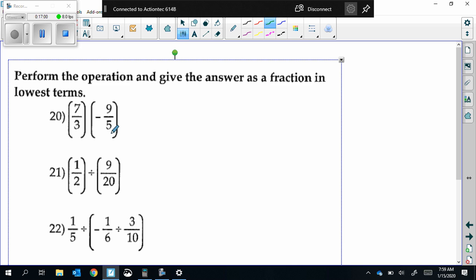Multiplying fractions, you can also just type these into your calculator, but multiplying fractions is super easy. You multiply straight across the top, straight across the bottom. 7 times 9 is 63. 3 times 5 is 15.